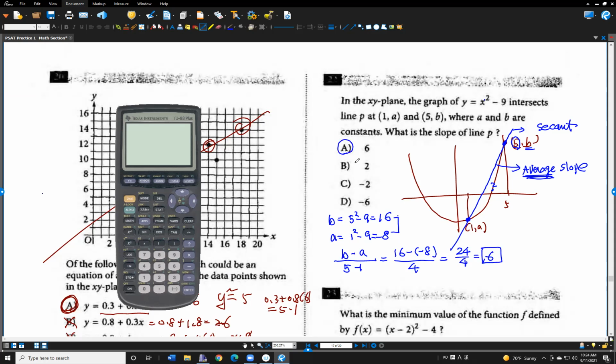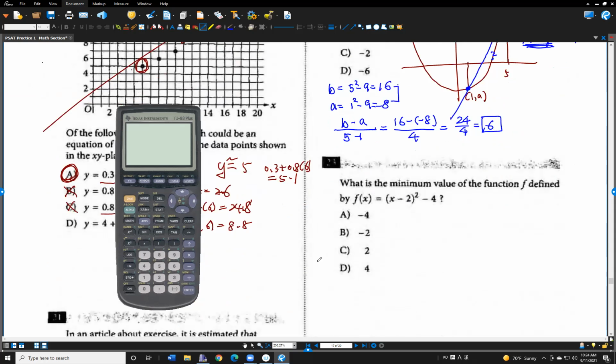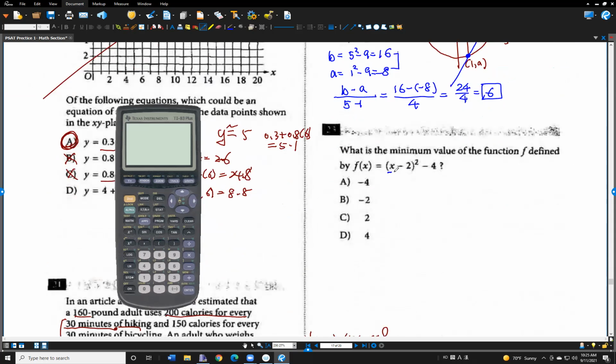What is the minimum value of this one? This is vertex form already. That means when x is 2, y is negative 4. That is okay. That's the vertex form.